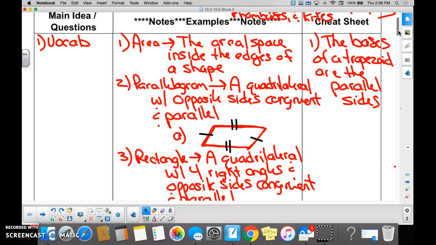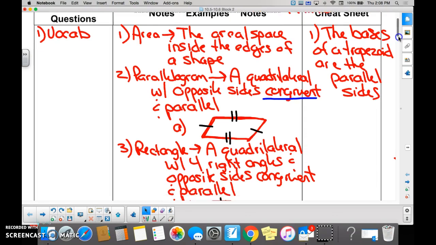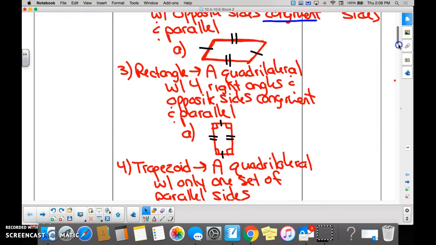Parallelogram. Can you identify a parallelogram? Yes. Its name says it all. Opposite sides are parallel, and they're also congruent. Cool. And rectangle. Yes. We just did that for our congruence markers.